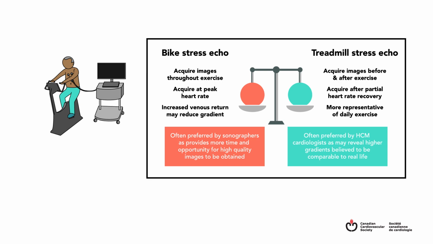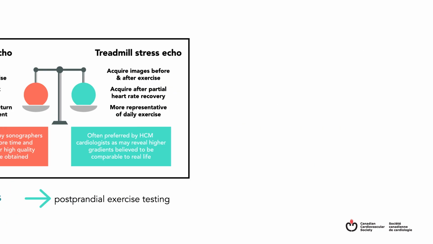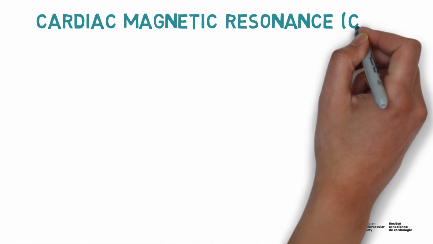If the goal is to achieve the highest success of showing someone has obstructive physiology, then the patient should abstain from medications such as disopyramide, beta blockers, and calcium channel blockers for 48 hours before the study. On rare occasions, it might be worth considering postprandial exercise testing because the associated splanchnic dilatation and increased cardiac output might unmask occult gradient. Moving on to cardiac magnetic resonance.